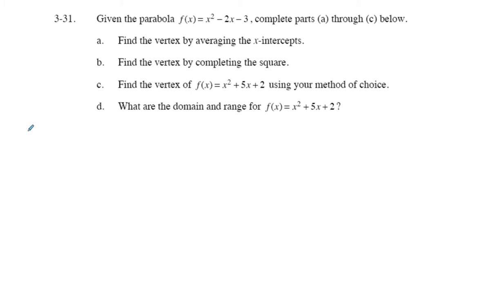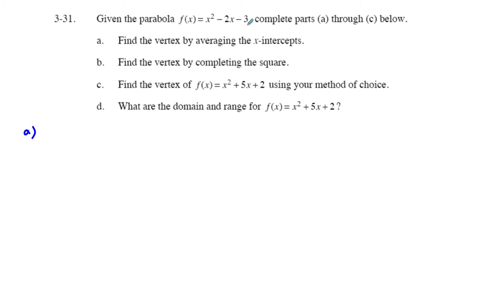All right, so let's look here. We've got letter A, find the vertex by averaging the x-intercepts. I know a lot of kids in class have been struggling with this, but really, if you just read what it's asking you to do, it's pretty easy. First of all, let's make sure we remember x-intercepts are where it crosses the x-axis. So the y-coordinate would be 0.